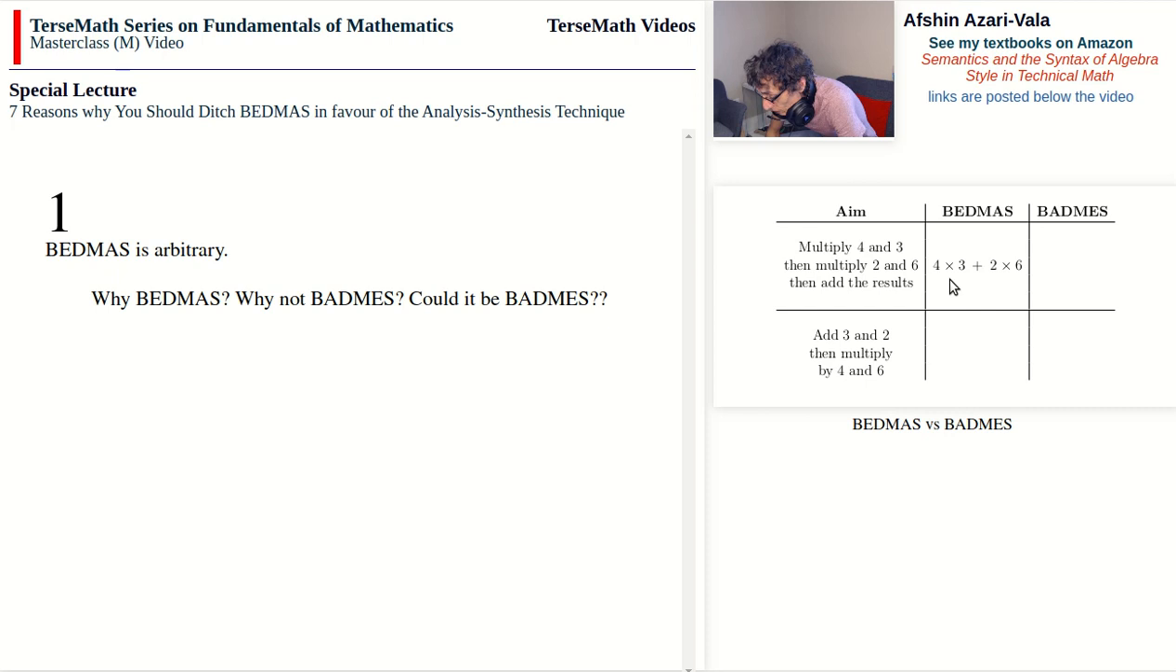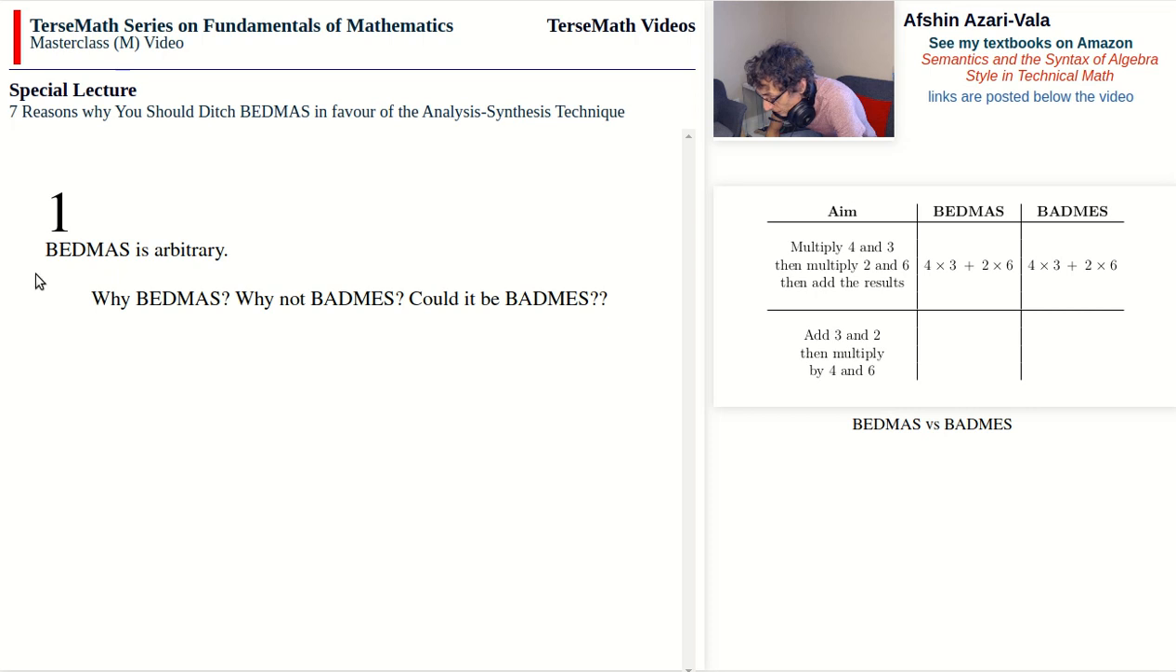So we have to multiply 4 by 3, which is what we want to do here. Then we multiply 2 by 6, which is what we want to do here. And then we add the results. And so writing it down as 4 times 3 plus 2 times 6, if we follow BEDMAS, will work. It will achieve the aim that we have here. However, the same sequence does not work for Badness.